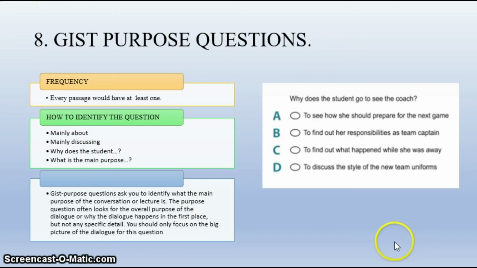And the gist purpose question, you will also find at least one per passage, and you will have the same keywords as the gist content question. The gist purpose question asks you to identify what the main purpose of the conversation or lecture is. The purpose question often looks for an overall purpose of the dialogue, or why the dialogue happens in the first place, but not any specific detail. You should only focus on the big picture of the dialogue for this question. Also, you can see the example.